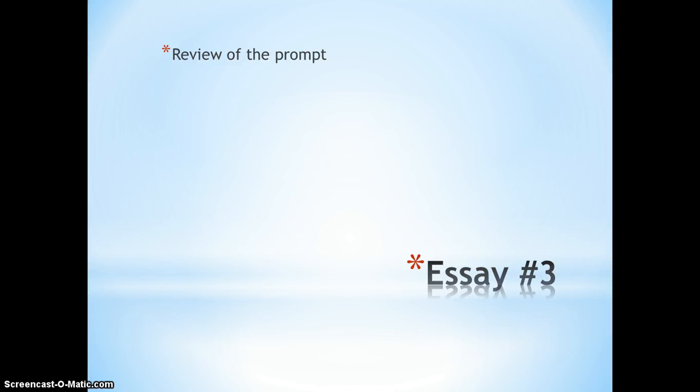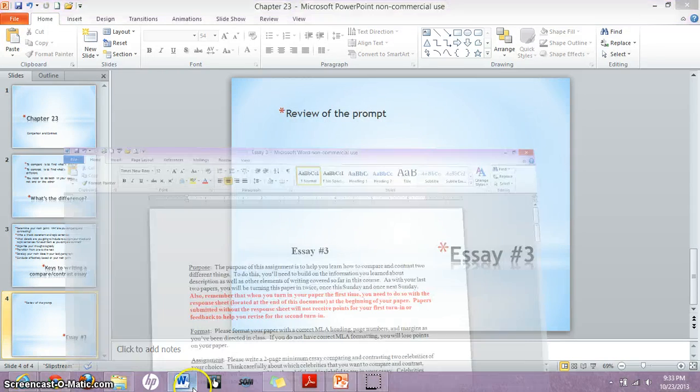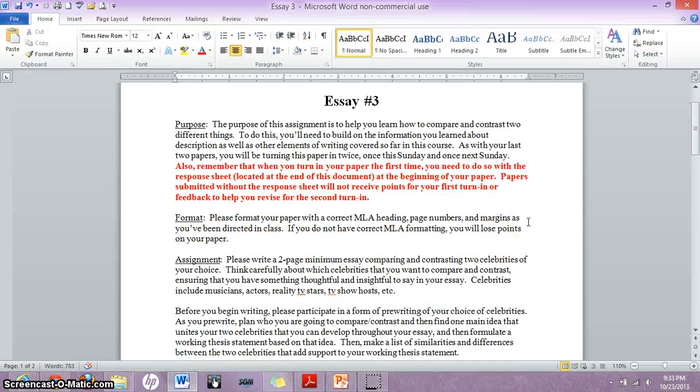All right, so let's review the prompt for paper number 3. Here we go. The purpose is to help you learn how to compare and contrast two different things. You'll build on the information that you've already learned about description and the other elements of writing you've learned so far. As with your other papers, hopefully you're getting the hang of this.